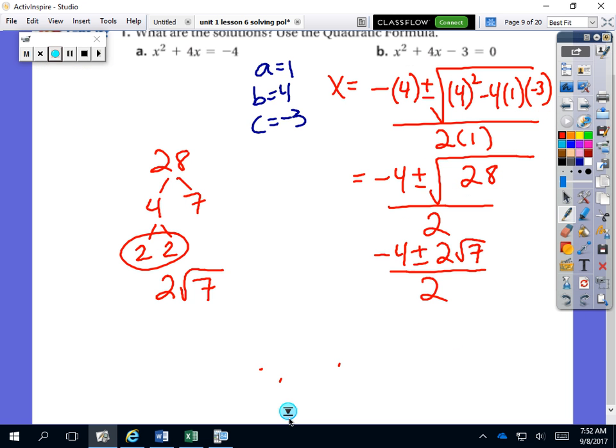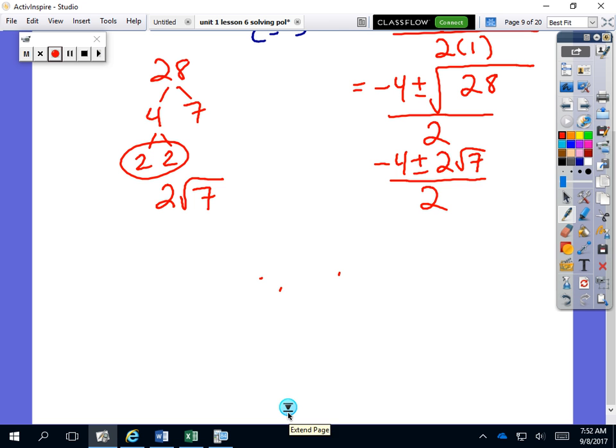Now I want you to split that into two fractions. So I have negative 4 over 2 plus or minus 2 root 7 over 2. Well, I can reduce negative 4 over 2 to just negative 2. And anything under the radical, you don't mess with at this point. You've already simplified the radical. What's under the radical is going to stay there forever.